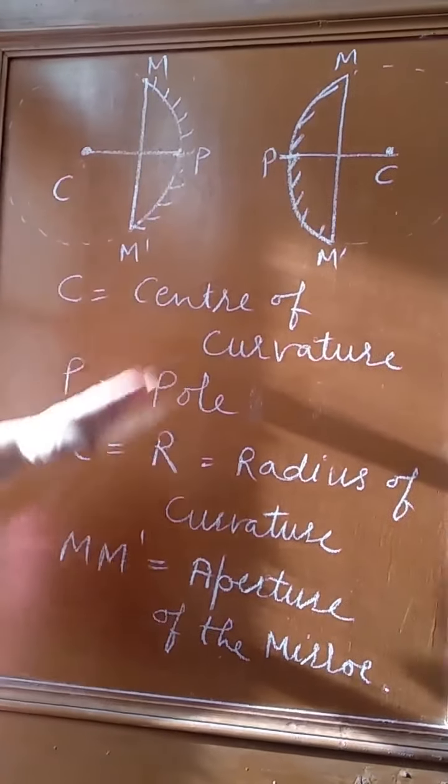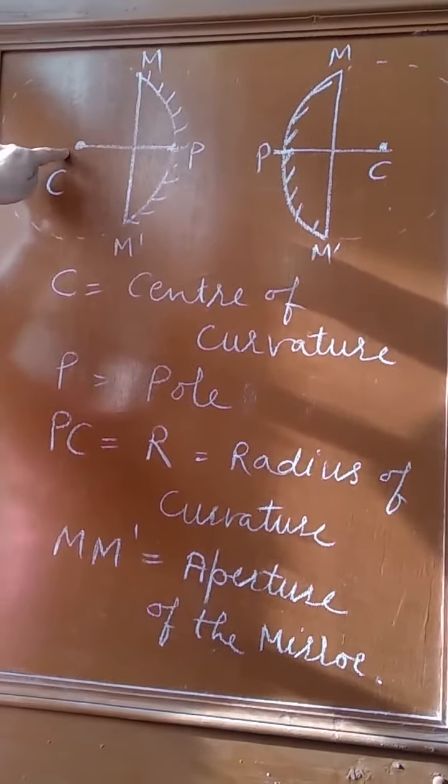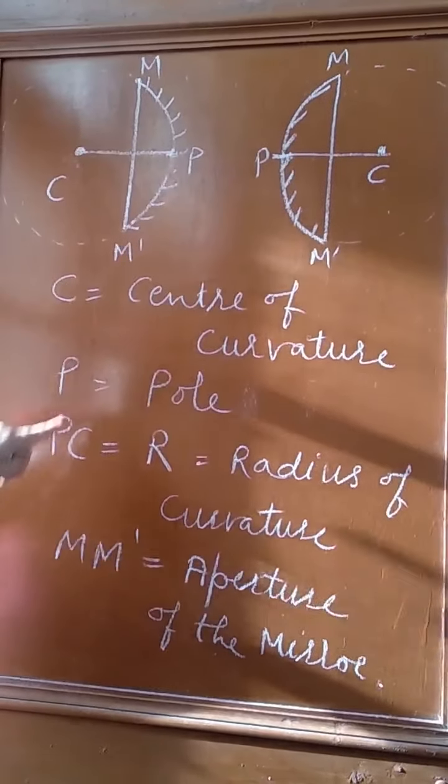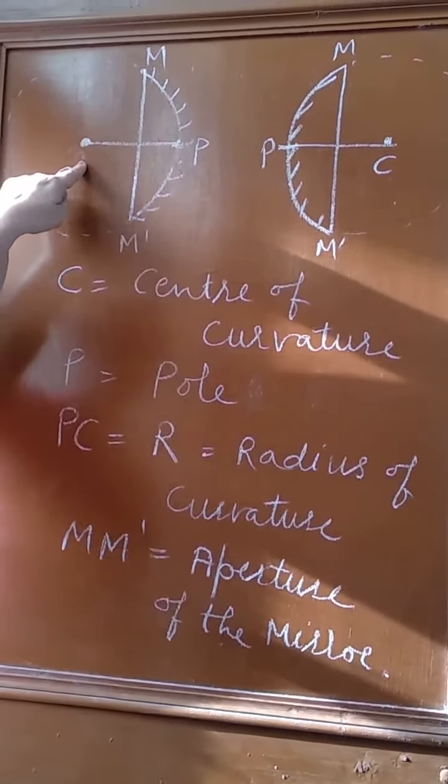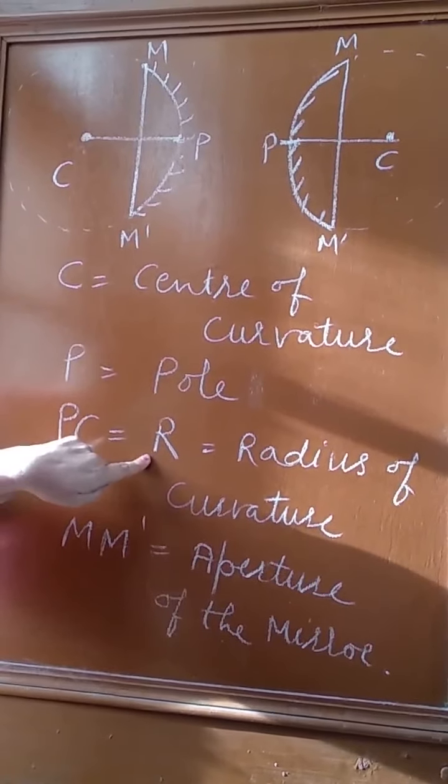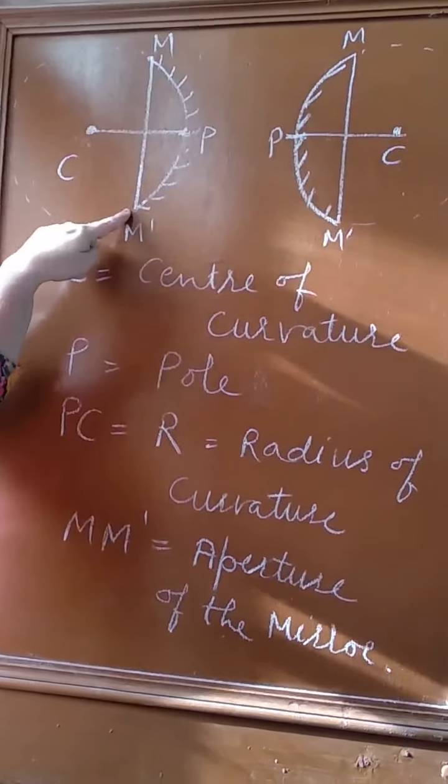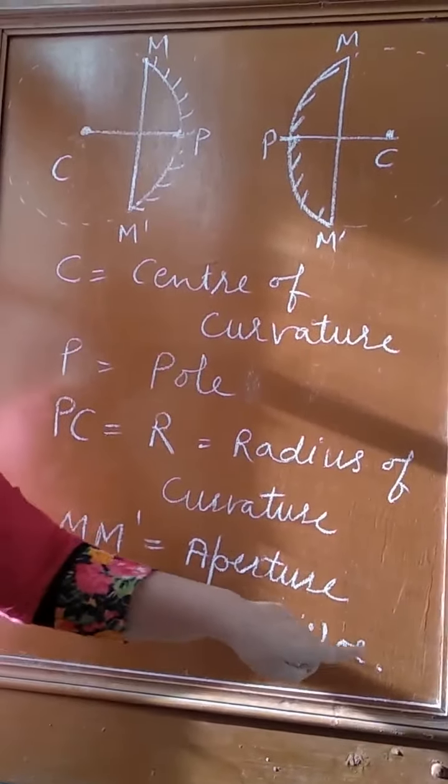Now these are some important points. Center of curvature of the mirrors. P is the pole. C is the center of curvature. The radius of curvature is denoted by R. M M dash is the aperture of the mirror.